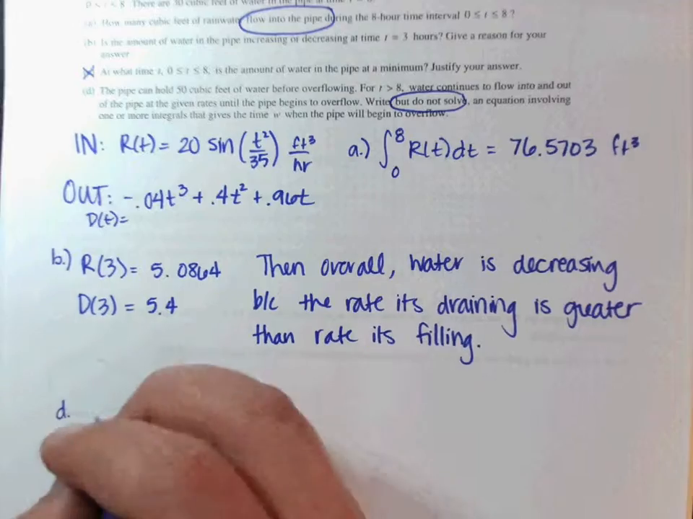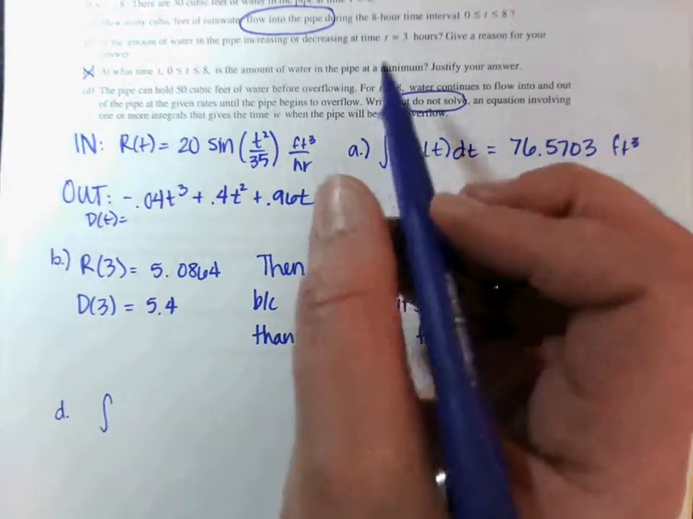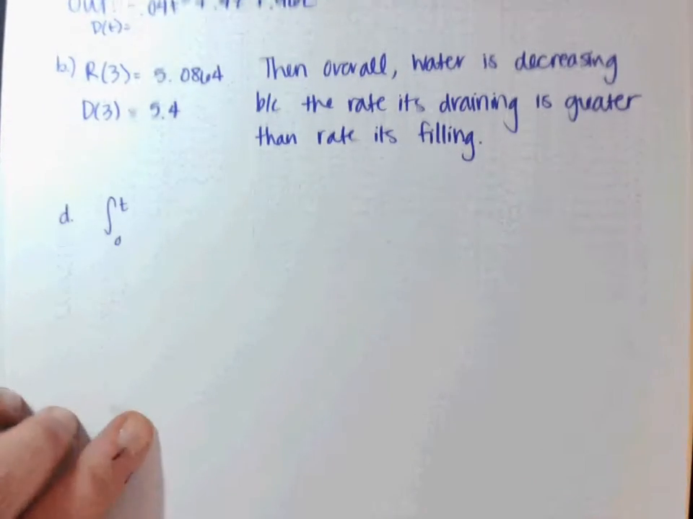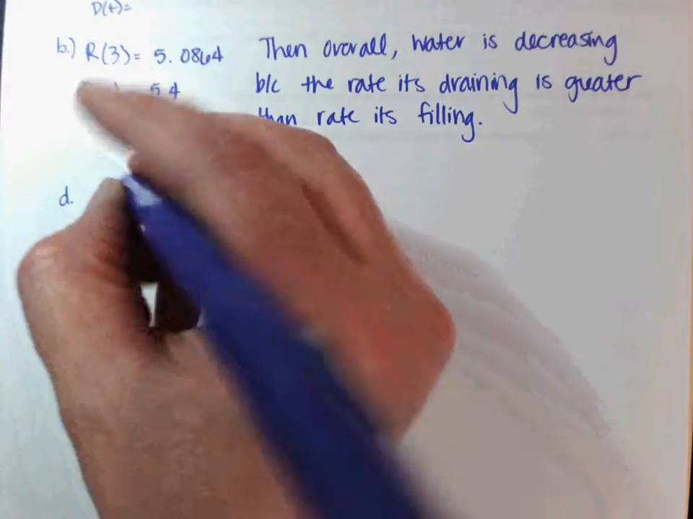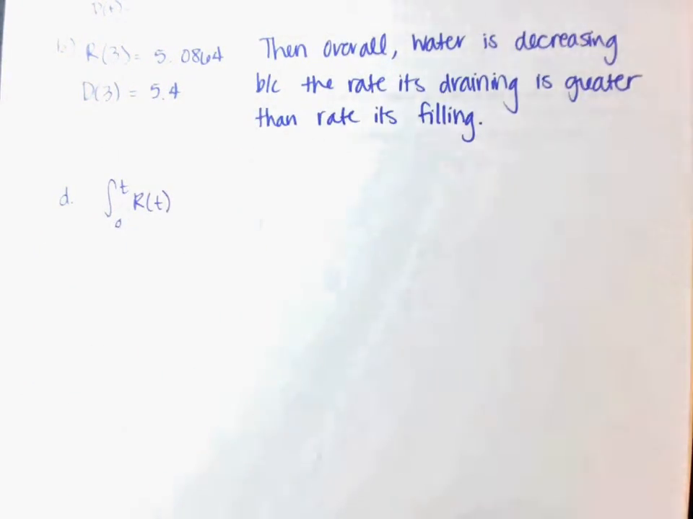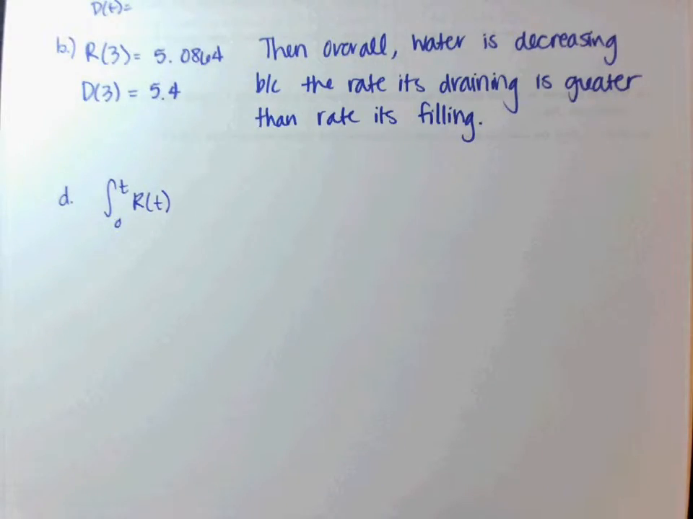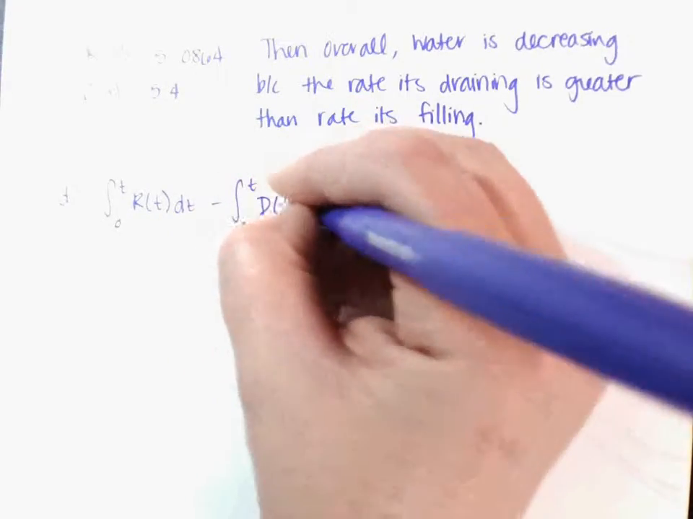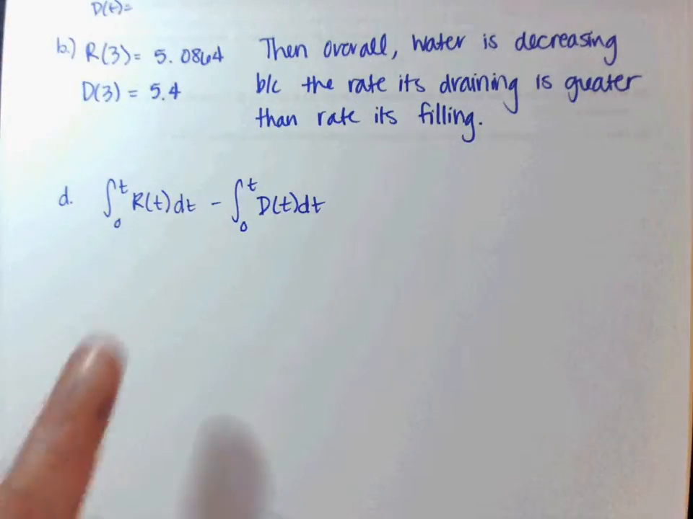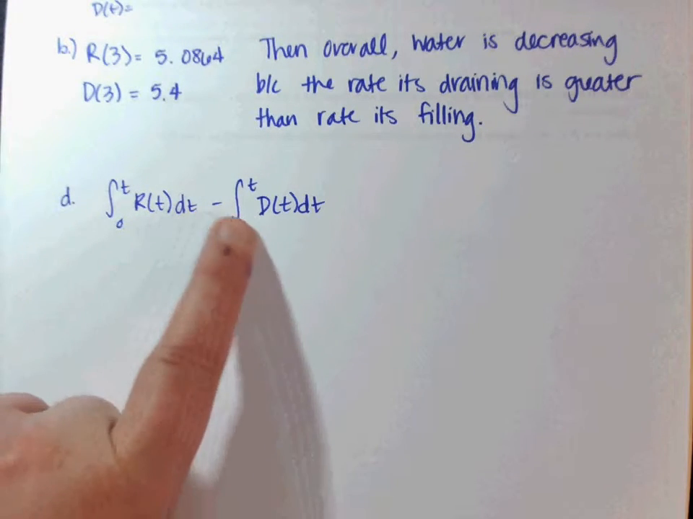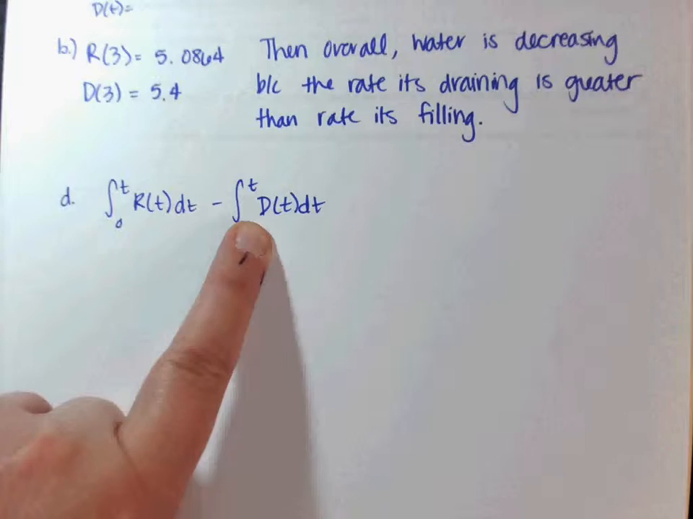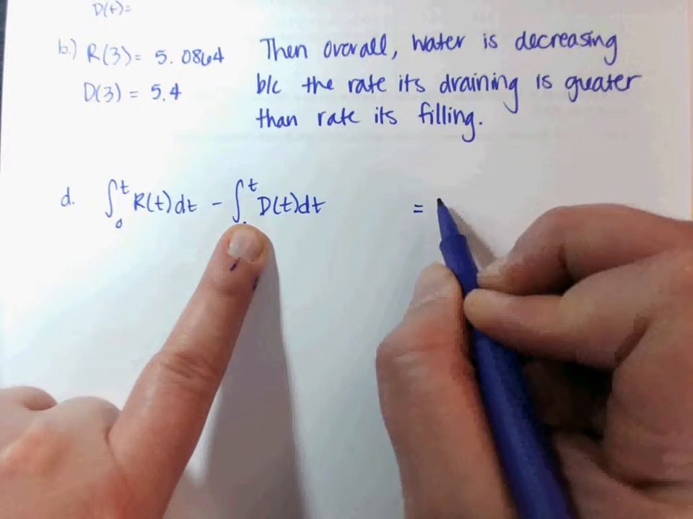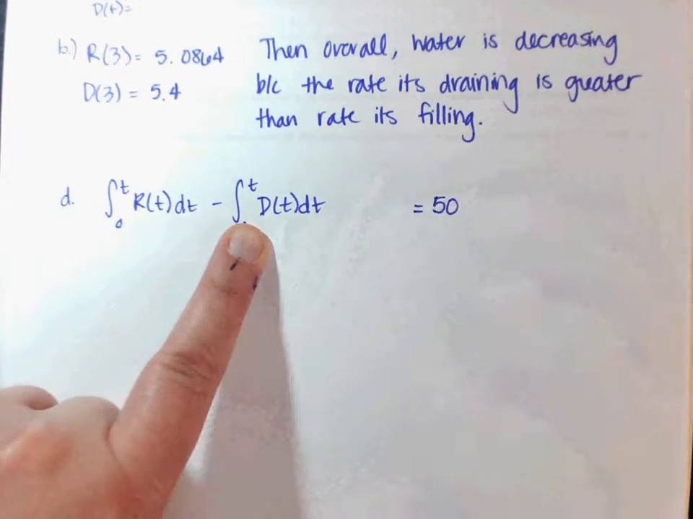From where to where? 0 till, what's my time? T. Right? And then what two things do I need to consider? The water coming in would be R of T. That's going to be a positive integral. But then what do I have to do with the water that's draining out of it? I have to subtract it, right? So I would say how much water came in minus how much water came out. How much does it have to equal to overflow? We said, how much? 50. Okay, there's one other thing we're missing.